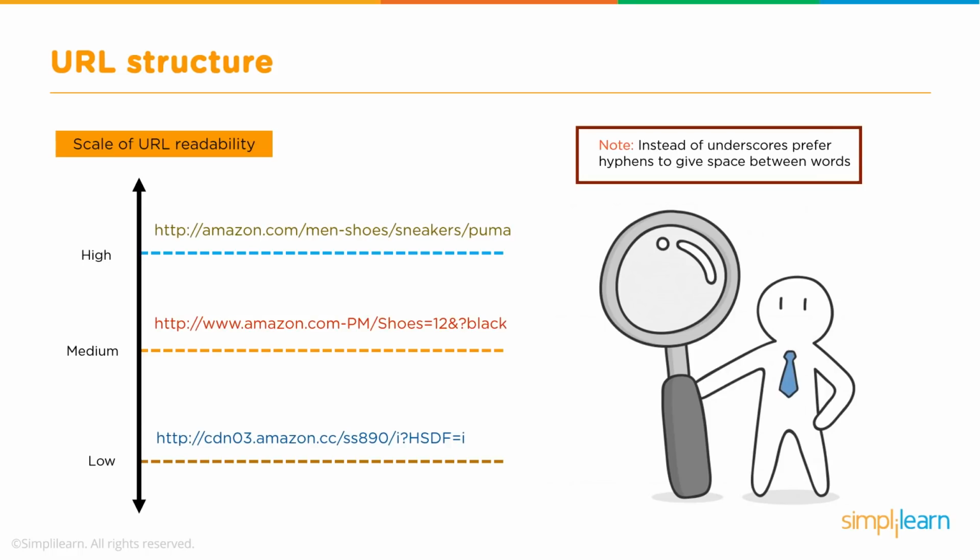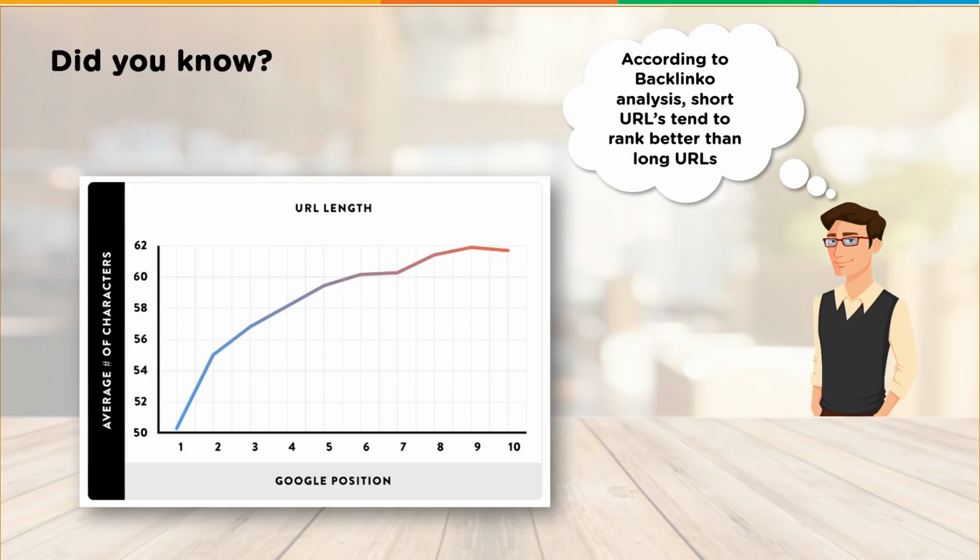Ideally, what we want to do is make sure we're using keywords that the end user and the search engines understand. If we need to separate out those keywords, as in the first example with men's shoes, we want to separate them with a hyphen. And if you have a URL that's readable, short and concise, then your chances of ranking higher on the search engine results page are better than if you have a very long, antiquated, unreadable URL.